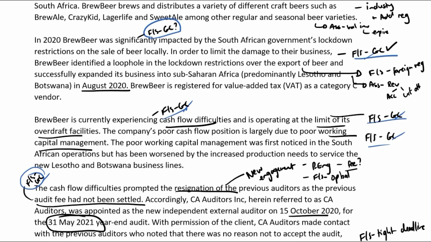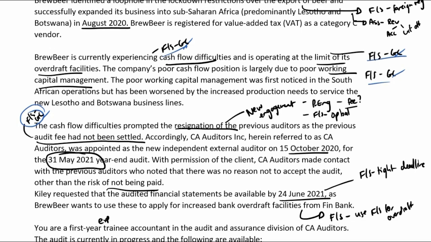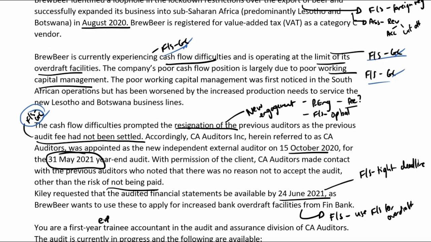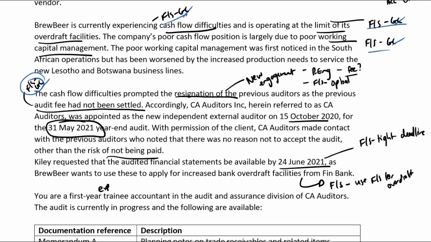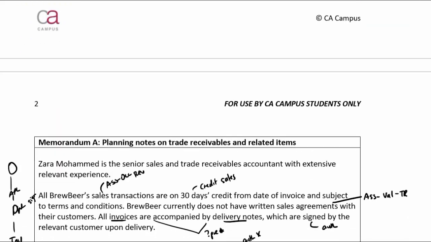So those are just some of the risks. They're negatively impacted. I can see they've got cash flow difficulties and poor working capital management. I can see that they are applying for an increase in their bank overdraft. So that's something I'm going to want to specifically get confirmation from the bank about, as an additional way to increase their funding.